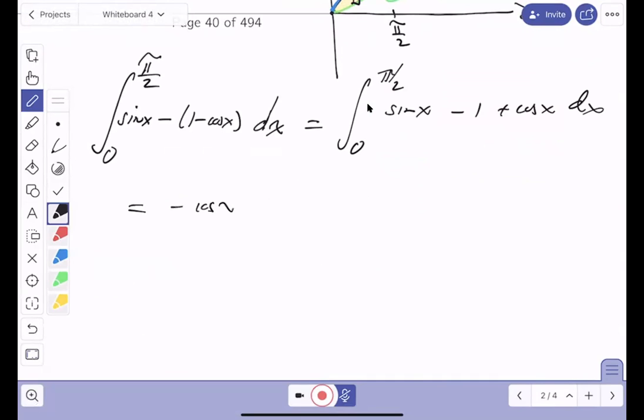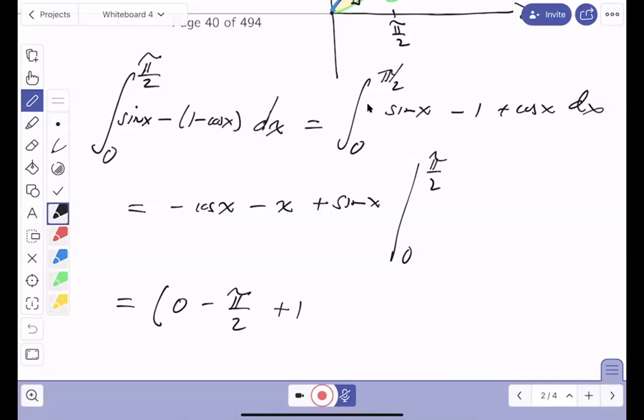x. Let's see, minus x. And then what do you get? Plus sine x, with limits 0 to pi over 2. And let's see if we can do that. Let's see, the cosine of pi over 2 is going to be 0. That was easy. Minus pi over 2. And the sine of pi over 2 is 1. Minus, now if we do 0, that's going to be minus 1, minus 0, plus 0.